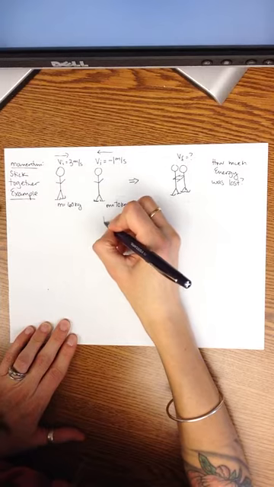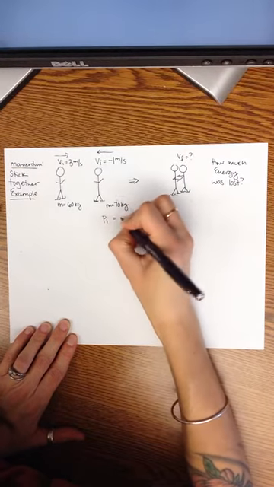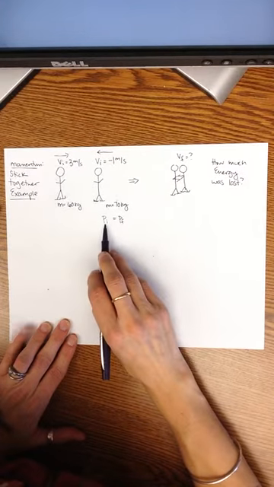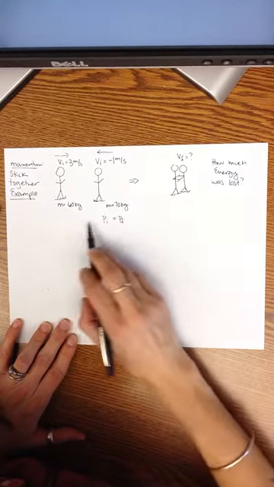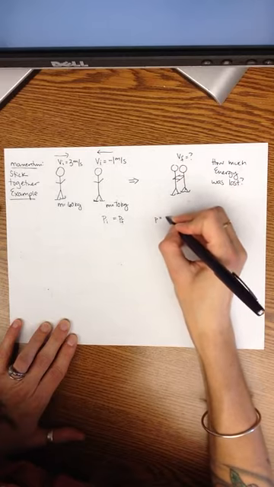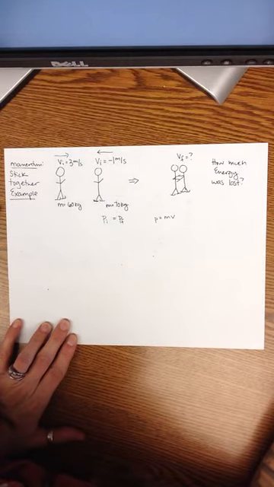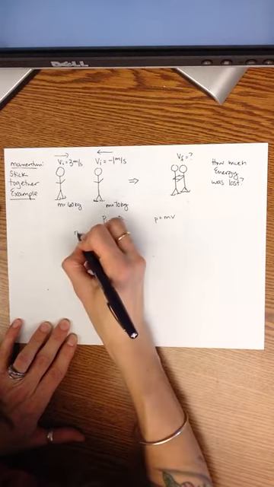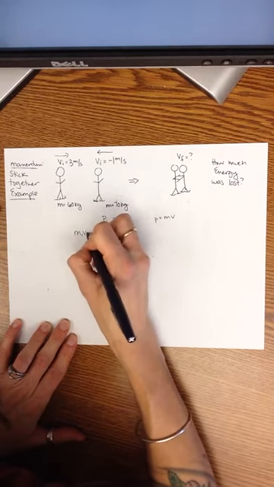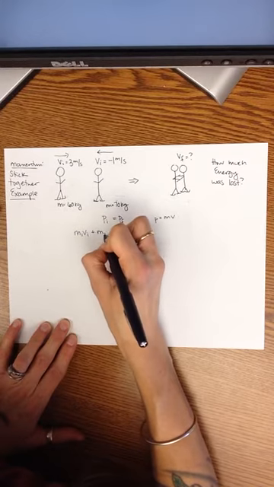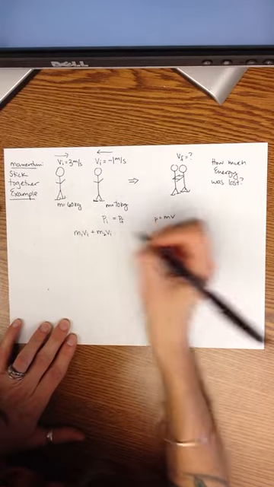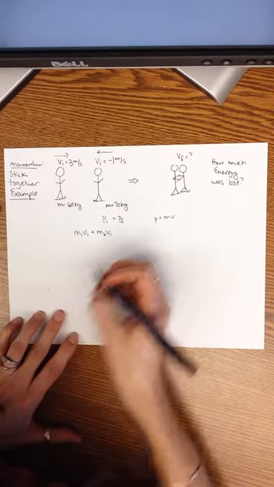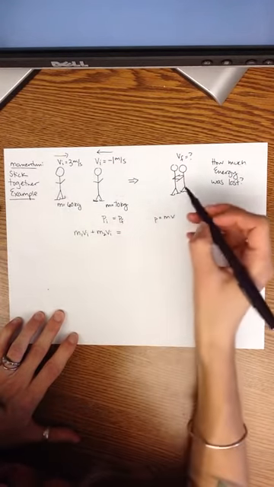That tells me that the total momentum initially must equal the total momentum at the end, and I have to take into consideration the momentum of both objects. And remember that momentum is mass times velocity. So I have the mass of person 1 times their initial velocity plus the mass of person 2 times their initial velocity. That's my total initial momentum because they're both moving. And I need to figure out the total final momentum.